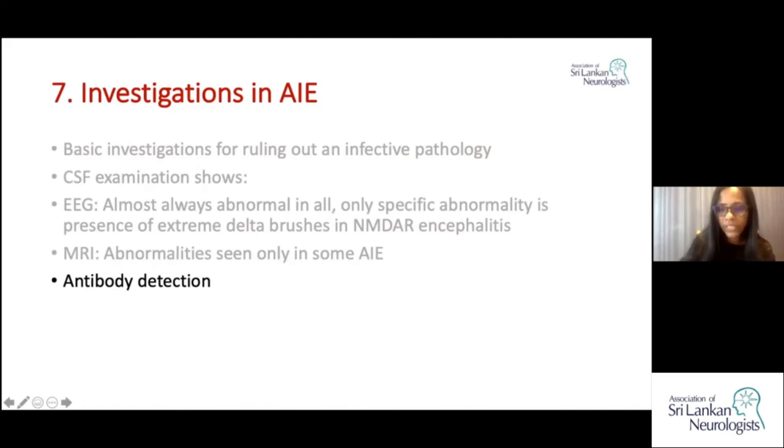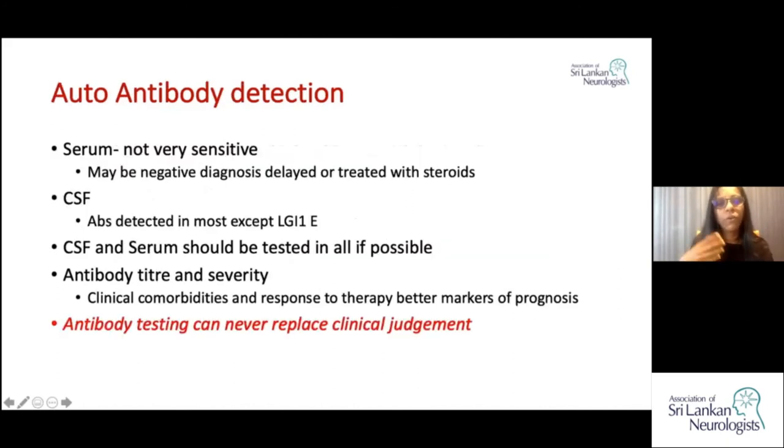Let's talk about antibody detection. These are caused by antibodies. So the definitive diagnosis would depend on establishment of the antibodies, and it also helps you to look for specific tumors and helps in prognostication, but it's actually not very easy to identify. If you take the overall detection rate of antibodies, probably about 50% of autoimmune encephalitis we may not find the antibodies. There are different reasons why we do not find them. You can look for the antibodies in serum, and you can also look for antibodies in CSF. If you take serum, it's not very sensitive.